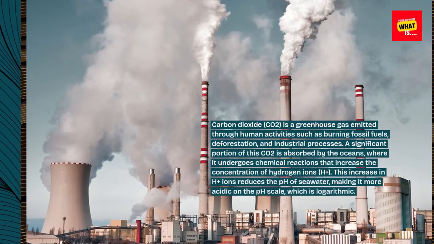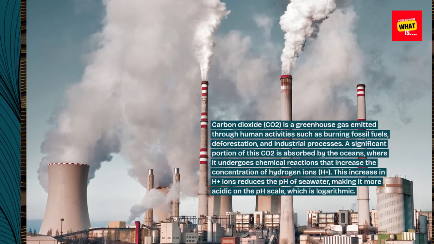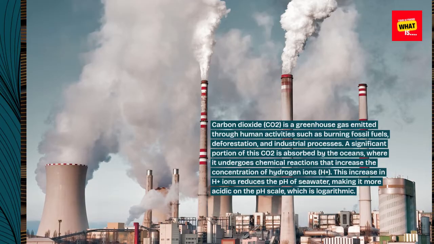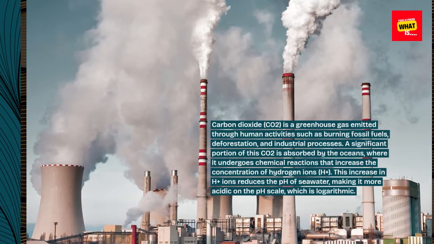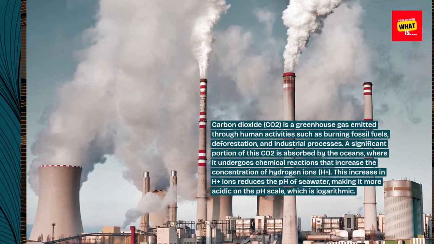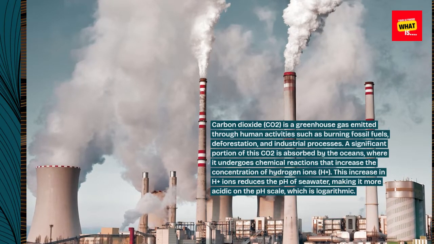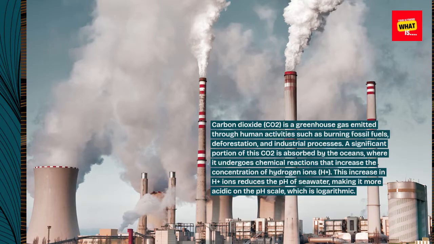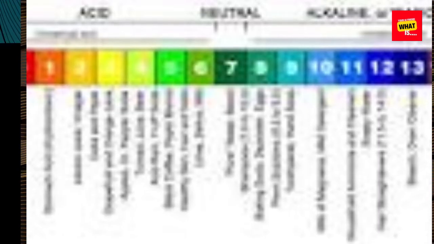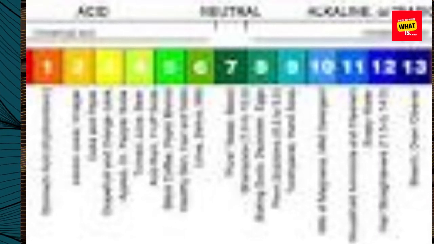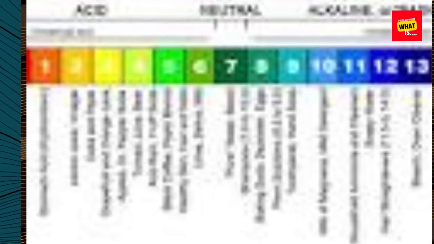Carbon dioxide, CO2, is a greenhouse gas emitted through human activities such as burning fossil fuels, deforestation, and industrial processes. A significant portion of this CO2 is absorbed by the oceans, where it undergoes chemical reactions that increase the concentration of hydrogen ions, H+. This increase in H+ ions reduces the pH of seawater, making it more acidic on the pH scale, which is logarithmic. The pH scale ranges from 0 to 14, with lower values indicating higher acidity.